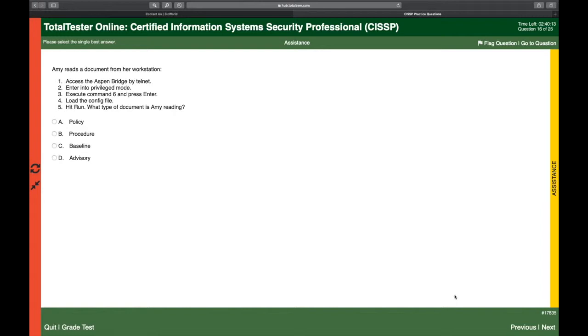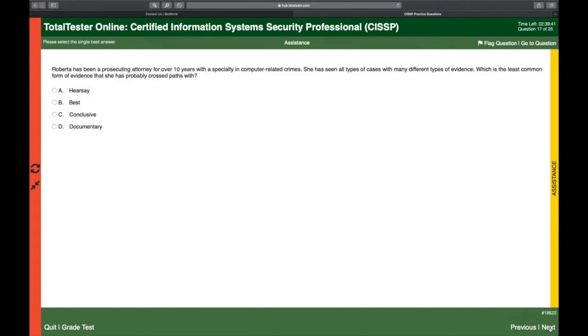Number 16, Amy reads a document from her workstation. 1, access the Aspen bridge by telnet. 2, alter or enter into privileged mode. 3, execute command 6 and press enter. 4, load the config file. 5, hit run. What type of document is Amy reading? Layup. Bravo. This is a procedure, step-by-step instructions.